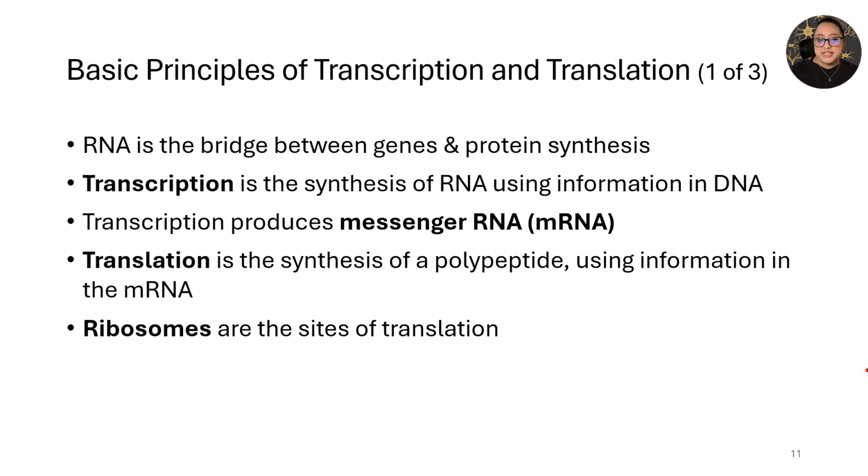And what transcription ends up making is an RNA known as messenger RNA. And so that messenger RNA can then be used in translation. There are many different forms of RNA that we'll talk about, and one of them is messenger RNA. So translation is the synthesis of a polypeptide. So you're building a polypeptide using information in the mRNA. And this happens at ribosomes. Those are the sites of translation.